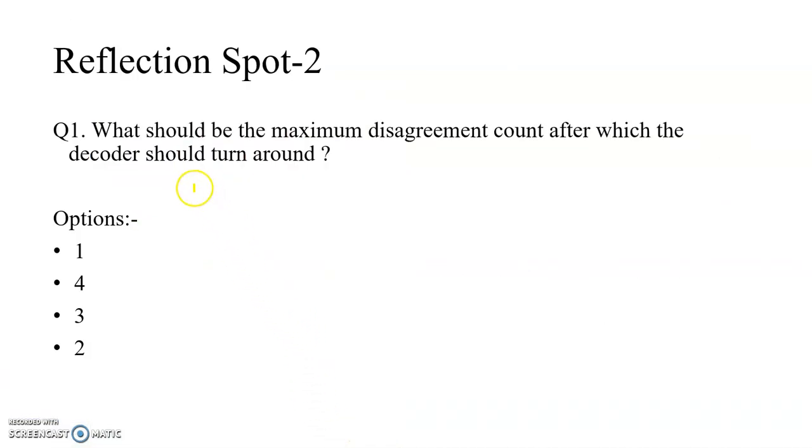So the reflection spot is, what should be the maximum disagreement count after which the decoder should turn around? The options are given. I'll pause and then we'll discuss the answer. So yes, the maximum disagreement count should be 3, after which we should turn around.